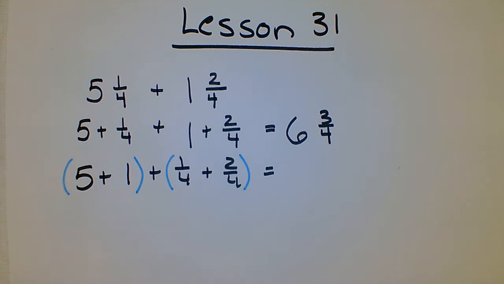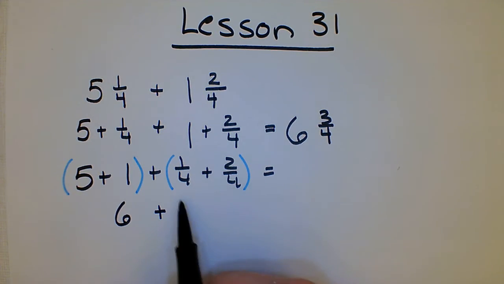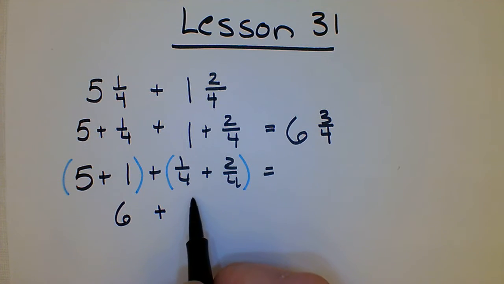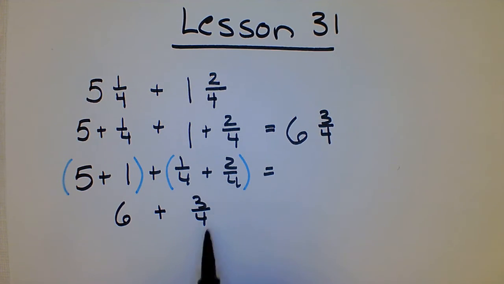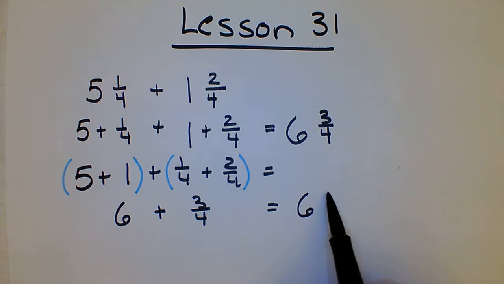Again, when you're adding or multiplying, you can move them around. So now 5 plus 1 is 6, plus 1/4 plus 2/4. So 1/4 plus 2/4 is 3/4. Remember, you keep the denominator. The denominators are the same. We just keep it. And then I can go ahead and just add that and put them back together. So I have 6 and 3/4. So that's the first way I want to show you this.